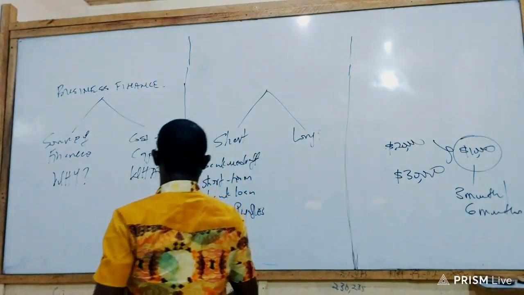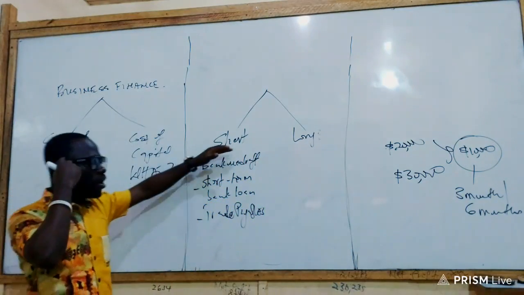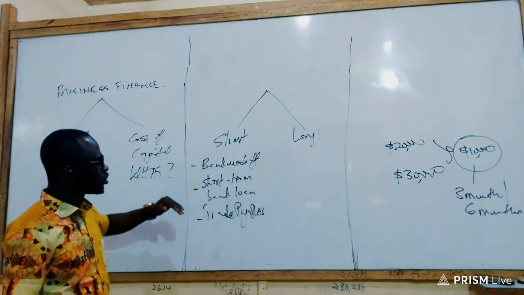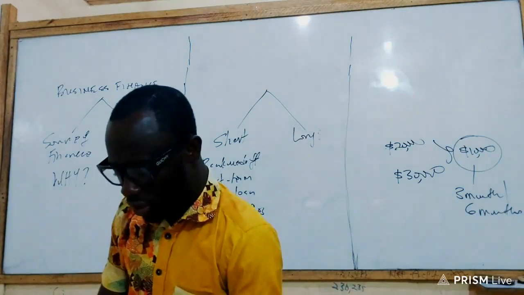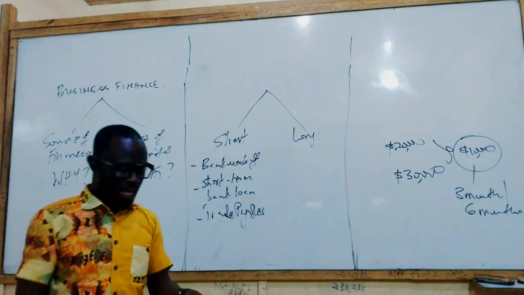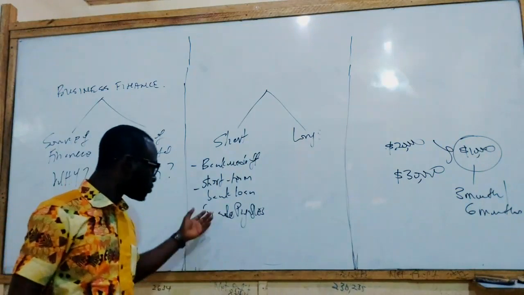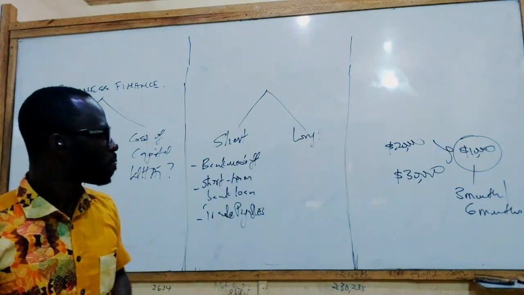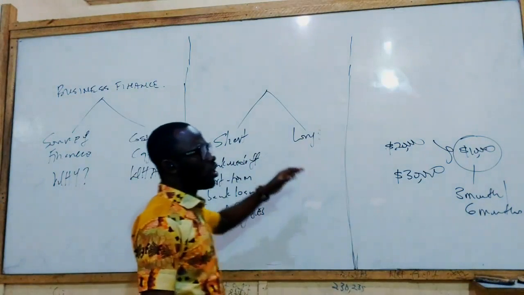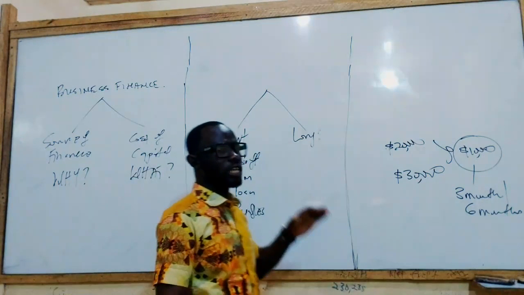So what are we saying here? In the short term, bank overdraft can be raised. In the short term, we can have the short-term bank loan from the bank. Then also we can have the issue in relation to trade payables. Then we come to the long-term bank loans.